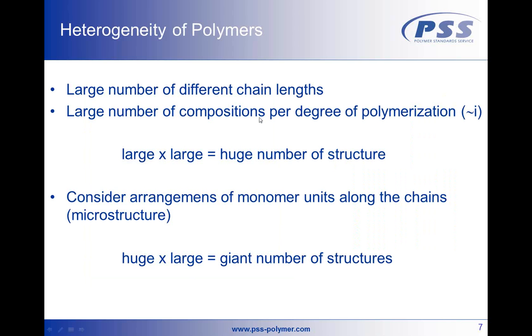That means we have a large number of different chains in the polymer sample, and if we have a copolymer, we have a large number of different compositions for each degree of polymerization, and I claim large times large is a huge number of structures. And if we consider the arrangement of the monomer units along the chains, what is called the microstructure, then we have a huge number times something large. So it's a giant number of different structures that we have to deal with. And if we would like to characterize our materials, then we have to find out which structures we have. But of course, with a giant number of structures, a giant number of peaks that we would like to generate is not possible in a single dimension at all.